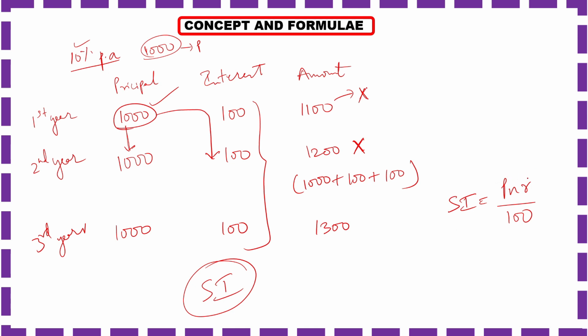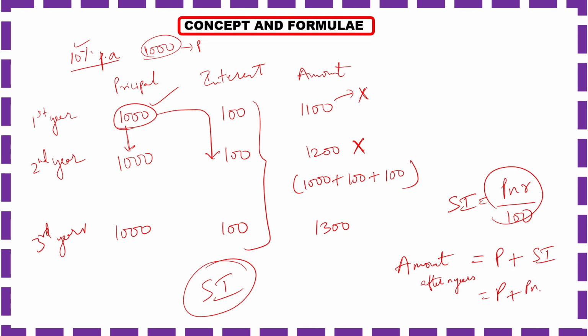R is the rate of interest. SI means simple interest. So this is simple interest. And how can we calculate the amount in simple interest? Amount after n years. We know amount is principal plus interest, right? So principal we know, simple interest we know, which is PNR by 100.